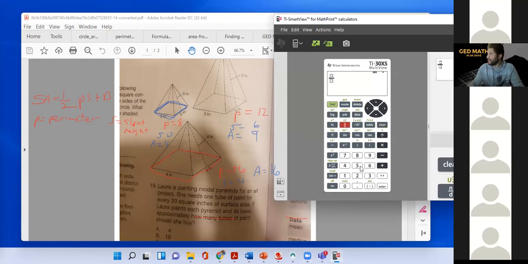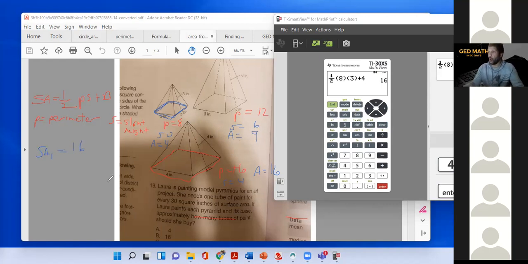So 2nd, 1/2 times my perimeter, which for my first shape is 8, times S, which is 3. Again, I'm putting in parentheses because I'm doing multiplication, plus the area of my base, which is 4. So my surface area of my first pyramid is 16.